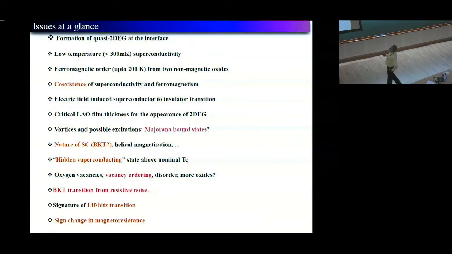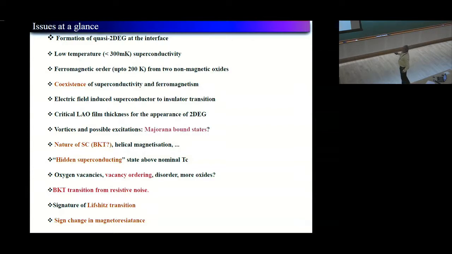So the issues at a glance are the quasi-2D electron gas at the interface, which more or less people believe they understand, if you believe in the polar catastrophe scenario. Then there is this superconductivity. Where does it come from? And what does it look like? What is its order parameter? What is its symmetry and all that? Then ferromagnetic order, it's a fairly high Tc, 200 Kelvin, from two non-magnetic oxides.